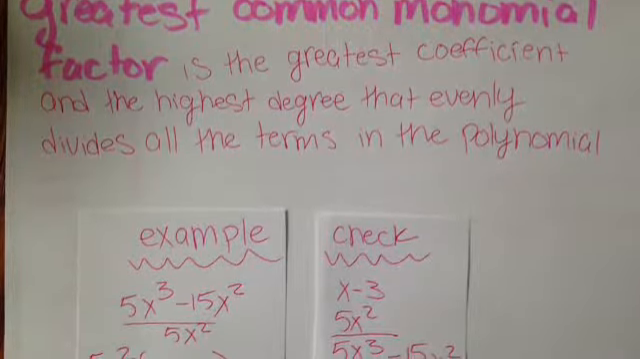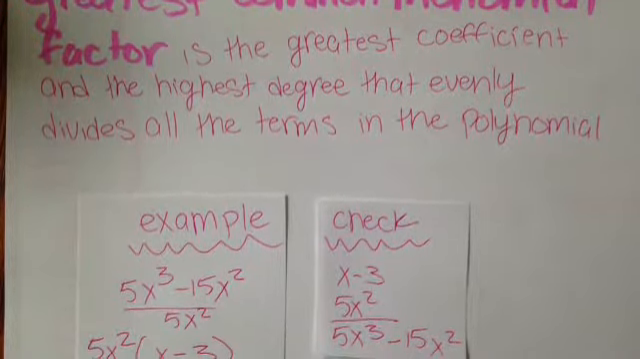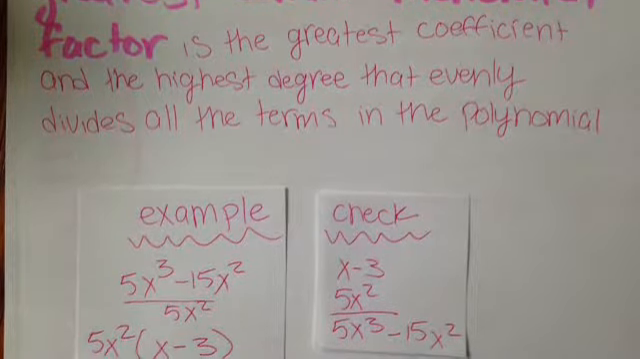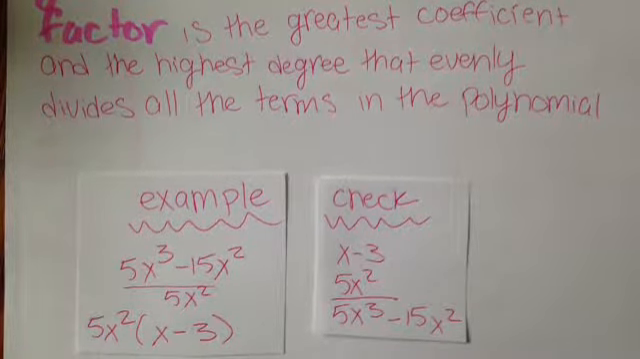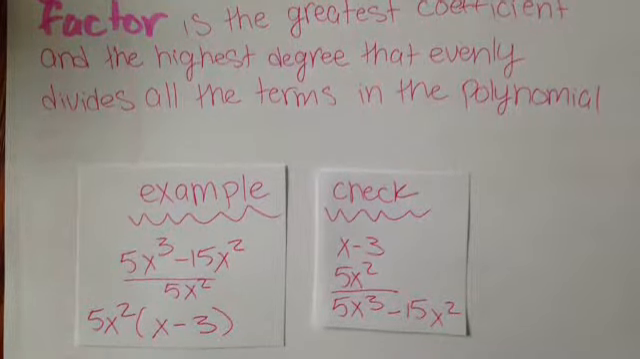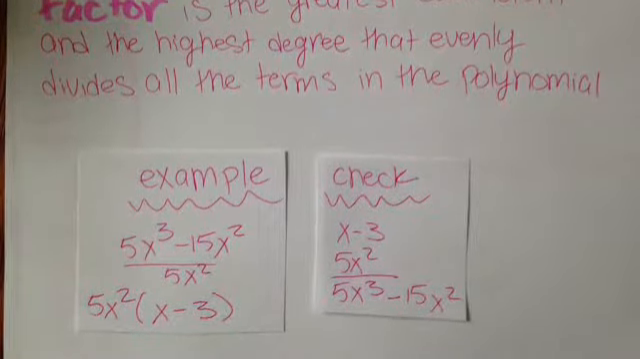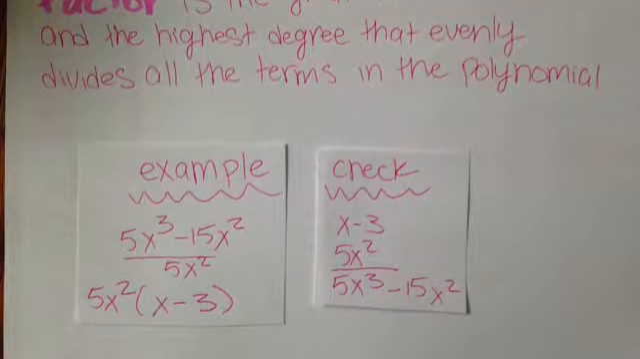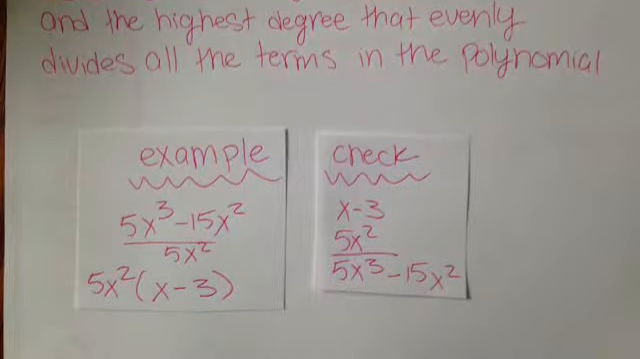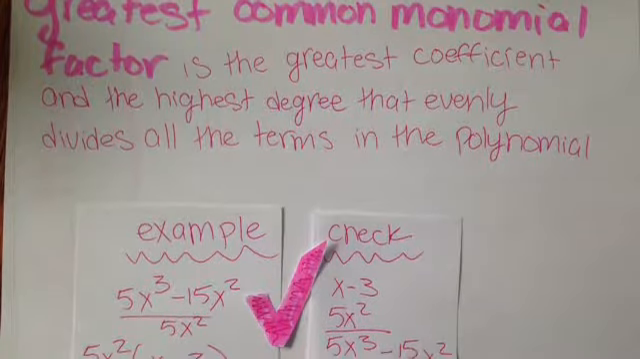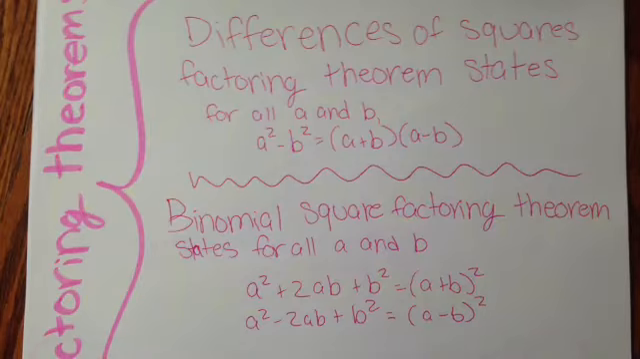You can check that answer by multiplying your factors. So (x minus 3) times 5x squared is 5x cubed minus 15x squared. And that was your original expression, so that answer checks out.